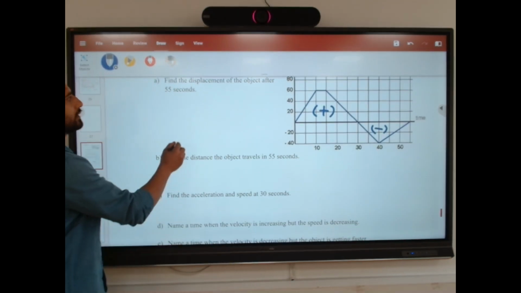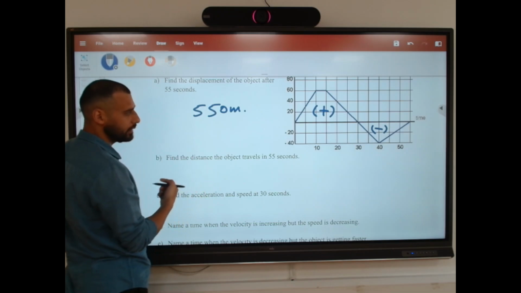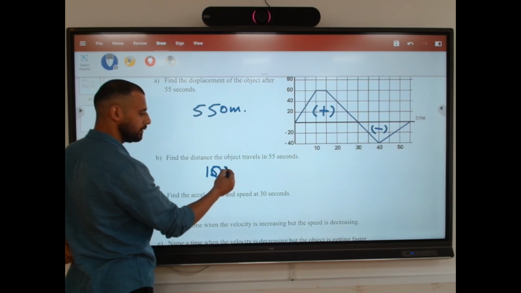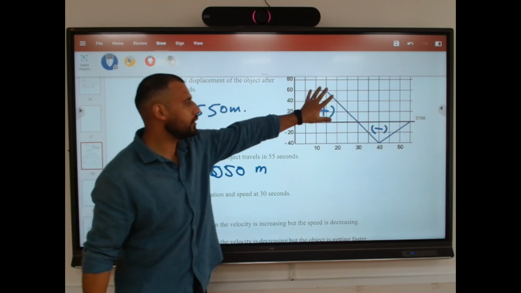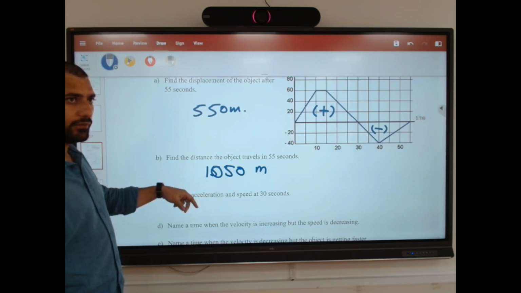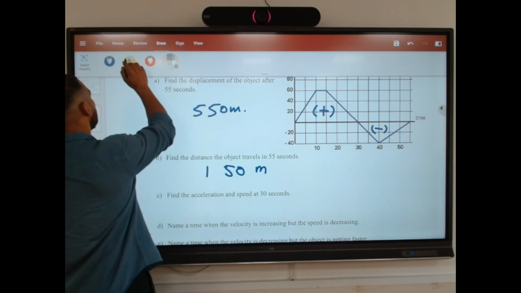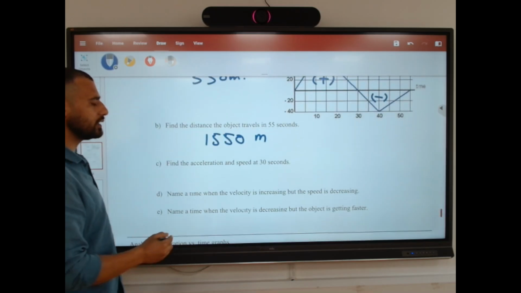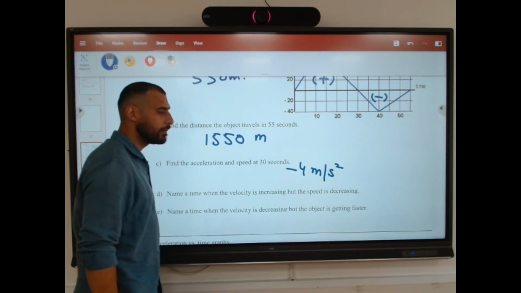So I think the answer for the first part was 550 meters. For the second part it came out to be 1550 meters or 1050, something like that. 1050? Yes. Because this was the distance, so we had to add the area of this and this, isn't it? So it is 1550, okay? And then acceleration, I think it was negative 4 meters per second squared, yes?